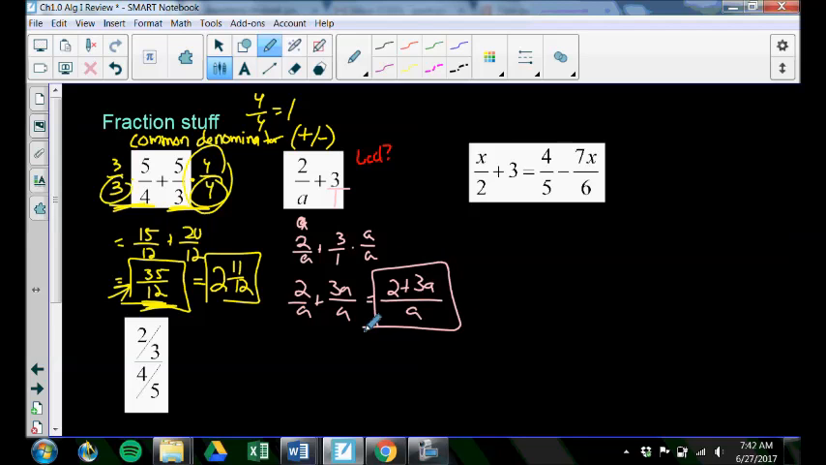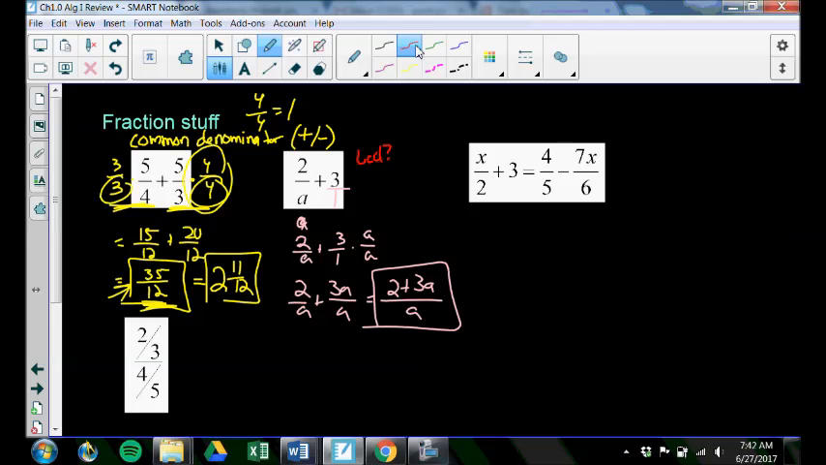2 and 3a are not like terms, so I can't add them. That's not 5a or 6a or something like that. It's just 2 plus 3a. And you might be tempted to say, okay, well now I can cancel these a's. You cannot. You cannot cancel part of something on top with something on the bottom. 2 plus 3a over a is not the same as 2 plus 3.